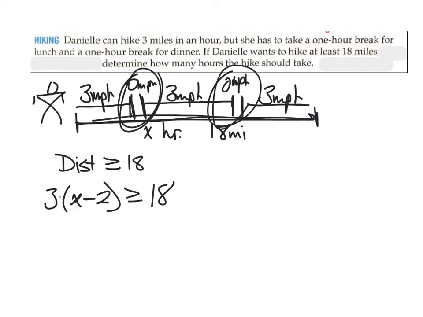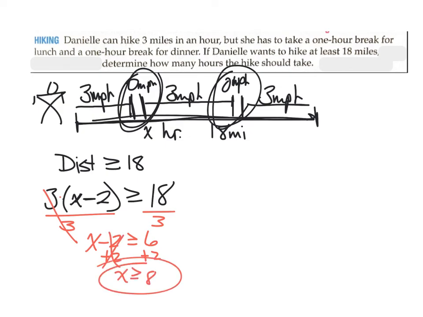To get rid of that 3, since it's 3 times the quantity, I'm going to divide both sides by 3. Since we divided, we got to worry, do I have to switch the inequality? Well, since that 3 is not negative, we do not have to switch it. So we're at x minus 2 is still greater than or equal to 18 divided by 3, which is 6. Finish off by adding 2 to both sides, and we get x is greater than or equal to 8.